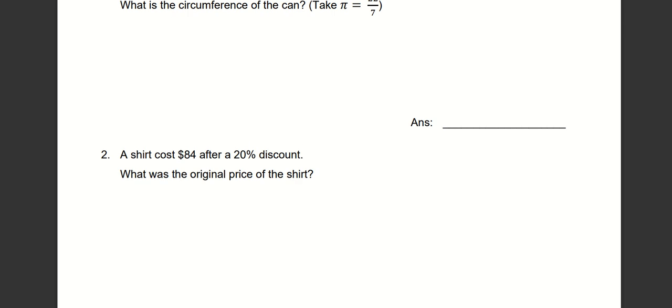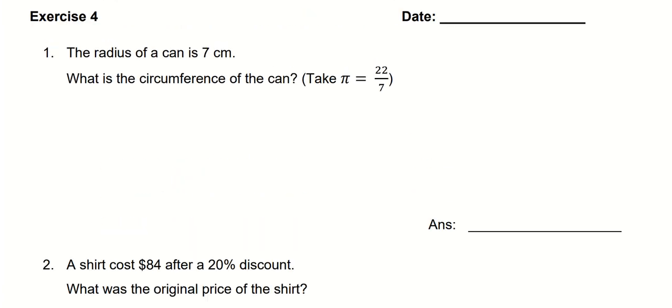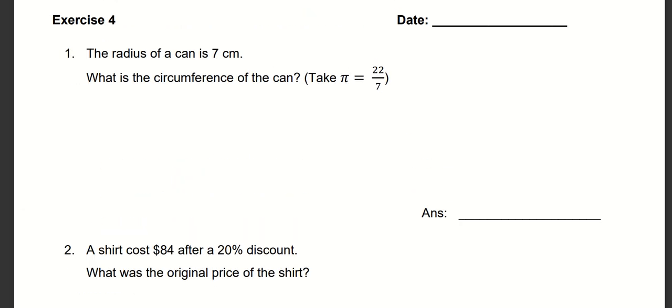Okay, looking at question 1 now, we have the question: the radius of a can is 7 centimeters. What is the circumference of the can, taking pi as 22/7? Okay, so let's practice our good annotation steps. You're looking for the circumference of the can. Circumference, we know there are two possible formulas. That's either pi d or 2 pi r.